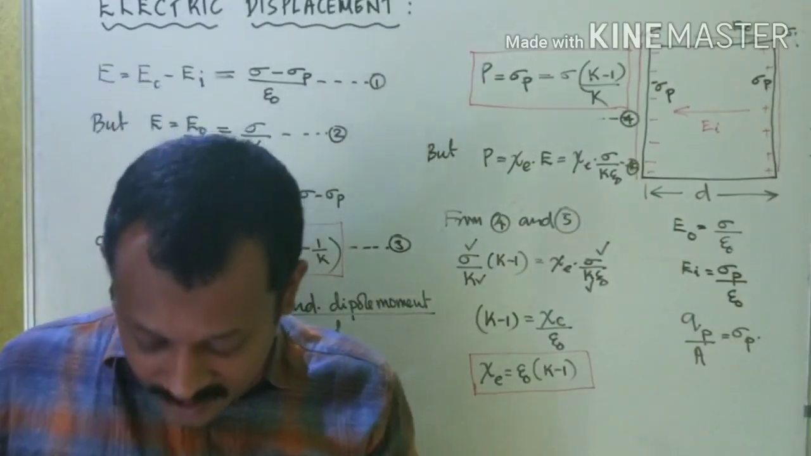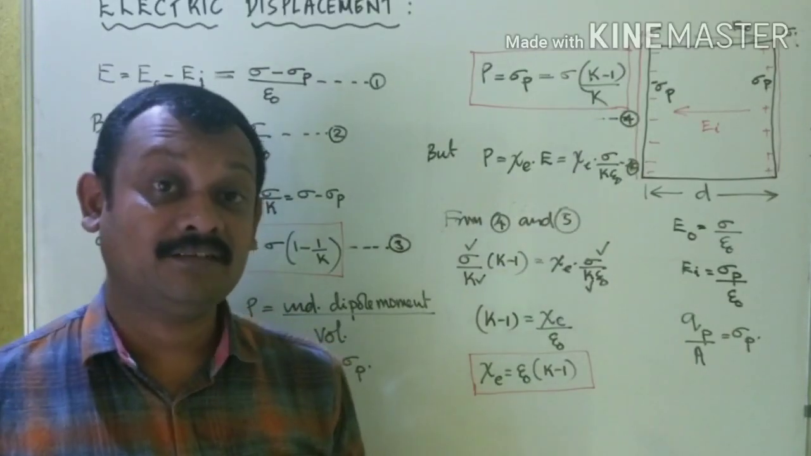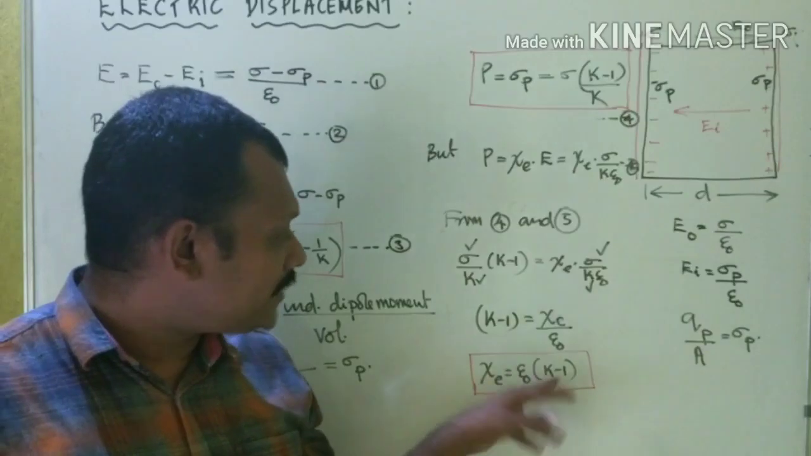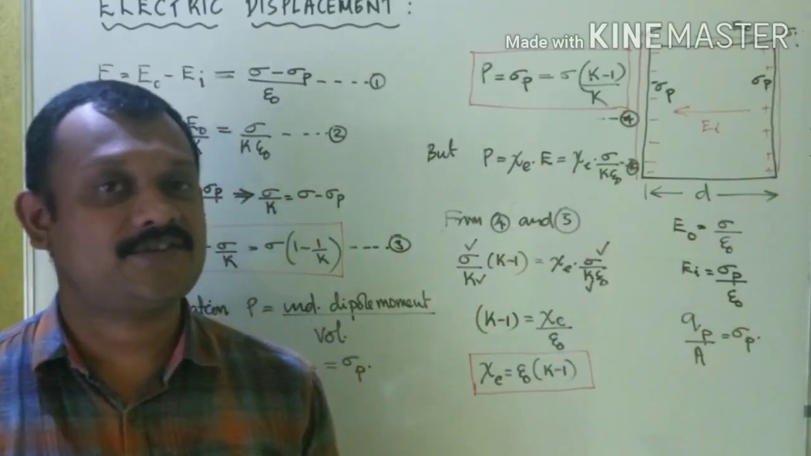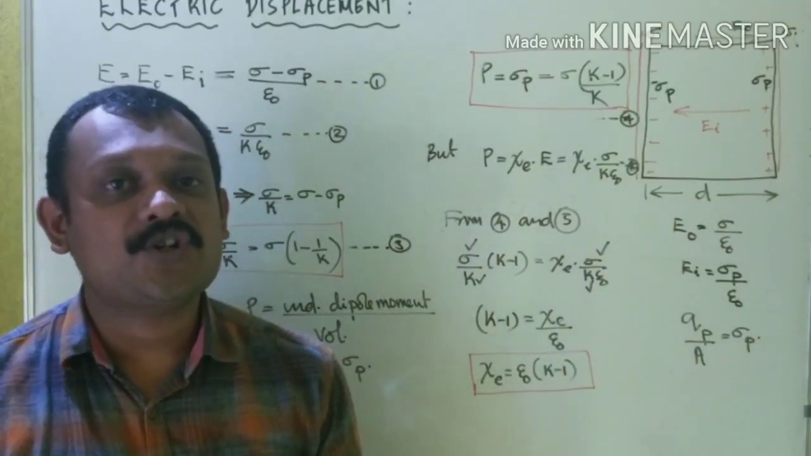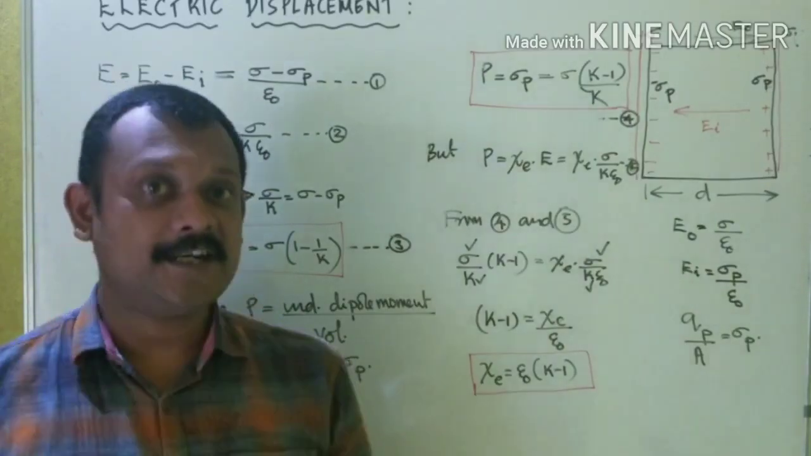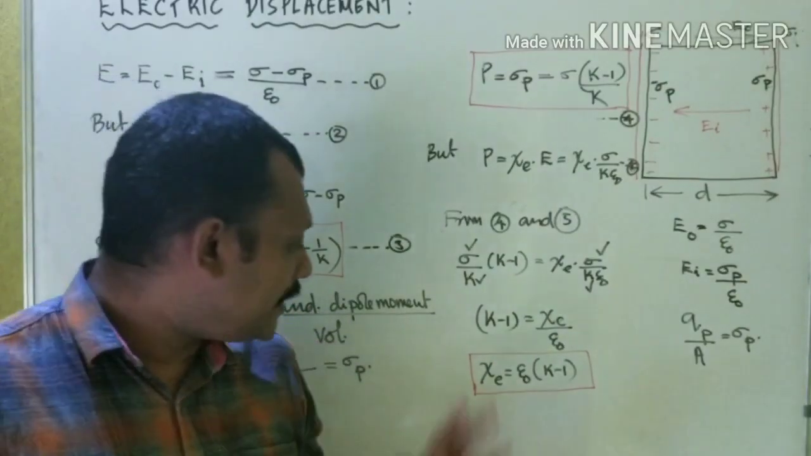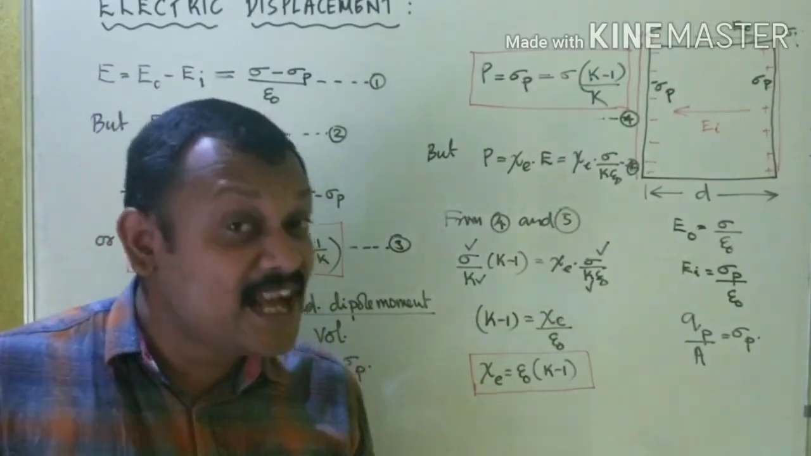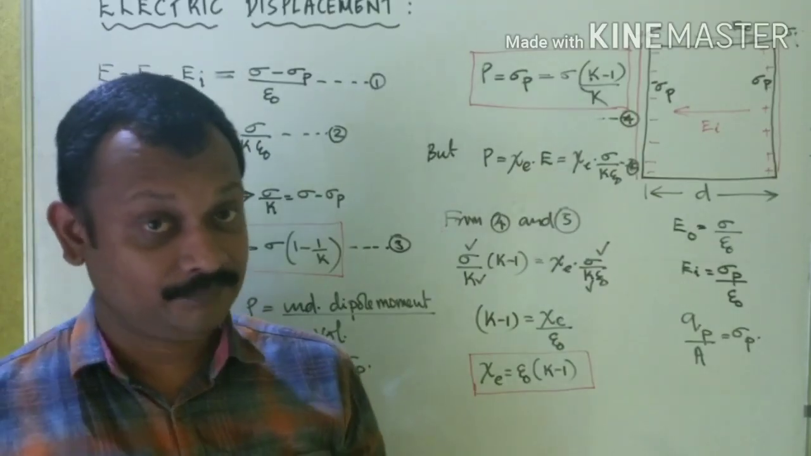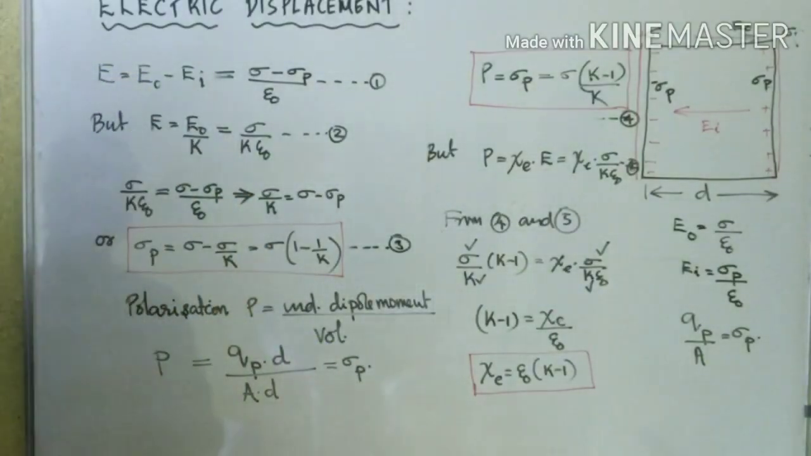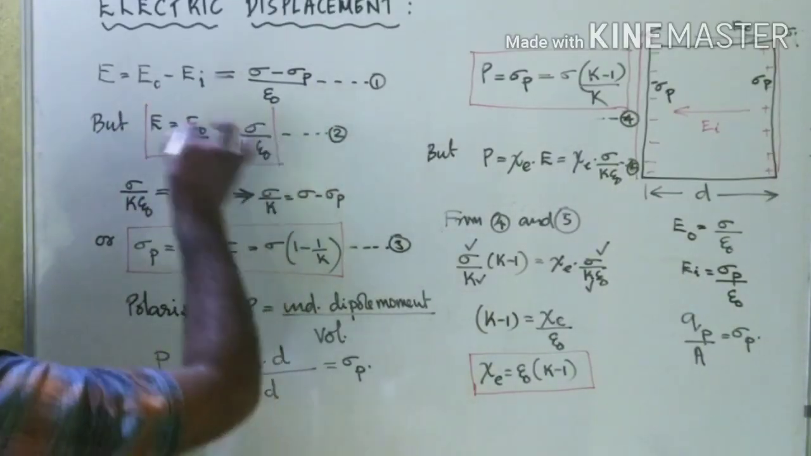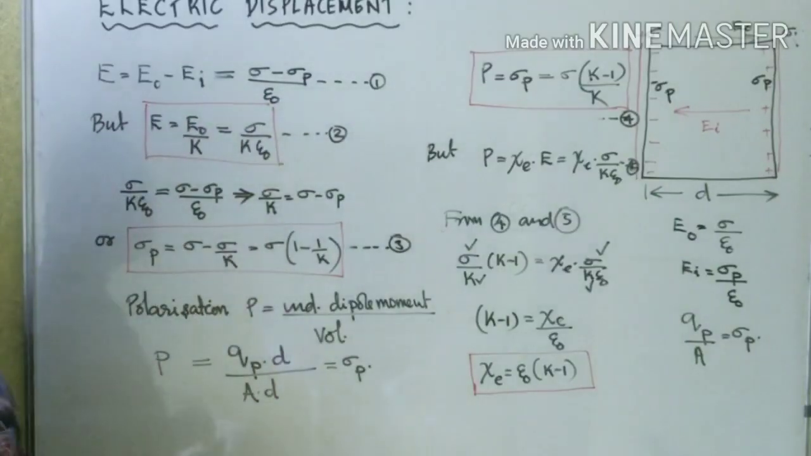Now what is the electric susceptibility for a conductor? What is the dielectric constant for a conductor? Dielectric constant for a conductor is infinity. That means K is equal to infinity for a conductor. That means the susceptibility of an ideal conductor will be infinity. That means I can again substitute here that the net electrostatic field inside a conductor is also going to be infinity because K is equal to infinity.